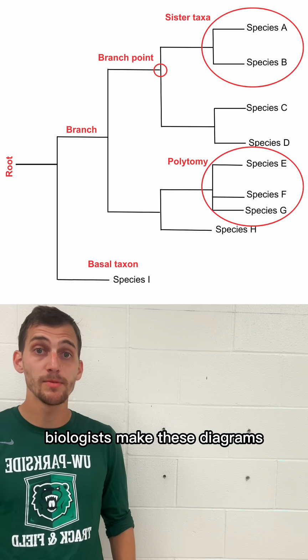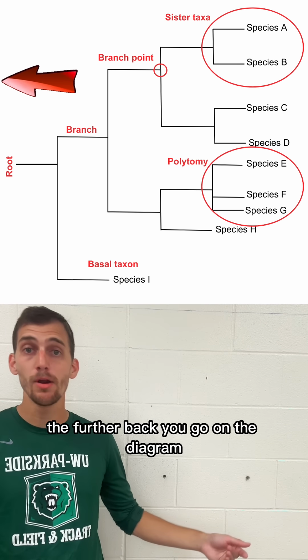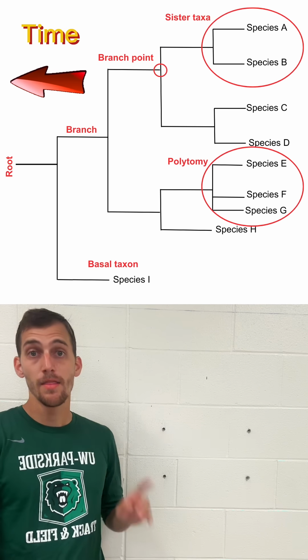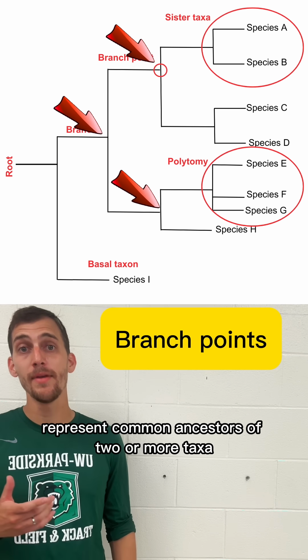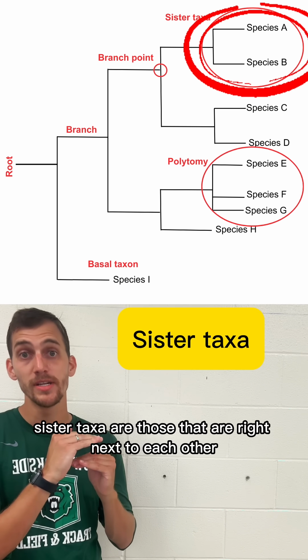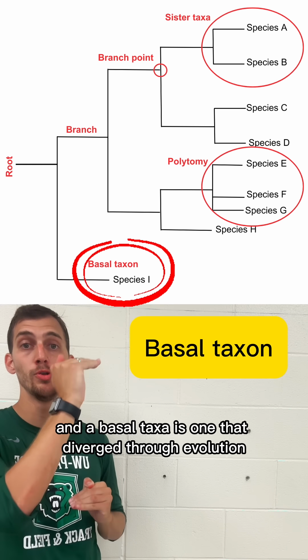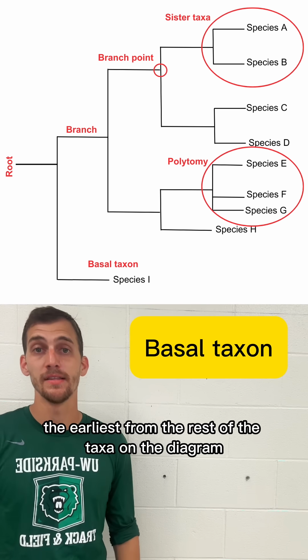Biologists make these diagrams based off of the evidence that we talked about back in 7.6. The further back you go on the diagram, the further you go back in time. The branch points, like these, represent common ancestors of two or more taxa. Sister taxa are those that are right next to each other and share a recent common ancestor, and a basal taxon is one that diverged through evolution the earliest from the rest of the taxa on the diagram.